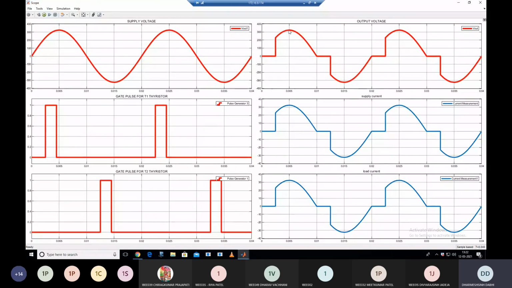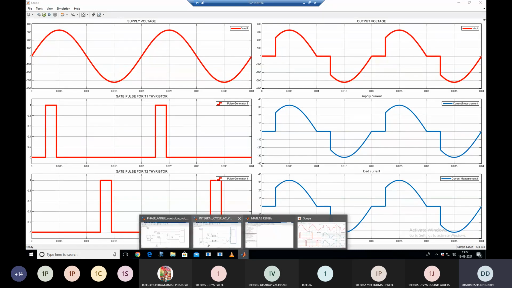And here you can get the output side also 325 volts. So what is the output current at 90 degrees? 325 divided by 10. So it is almost 32.5 ampere. Same way your load current is also 32.5 ampere. So this is the simulation of the AC voltage controller for R load.